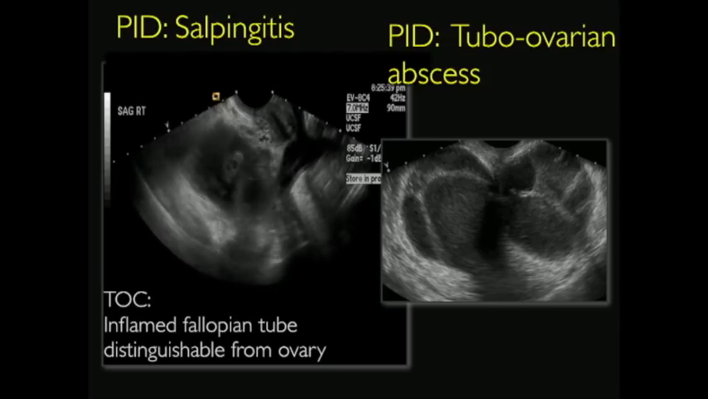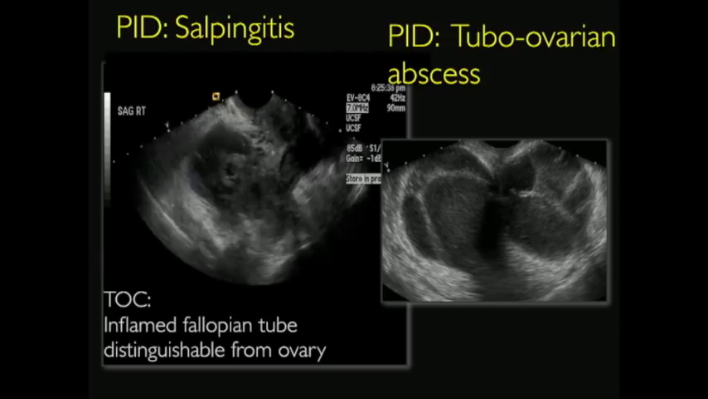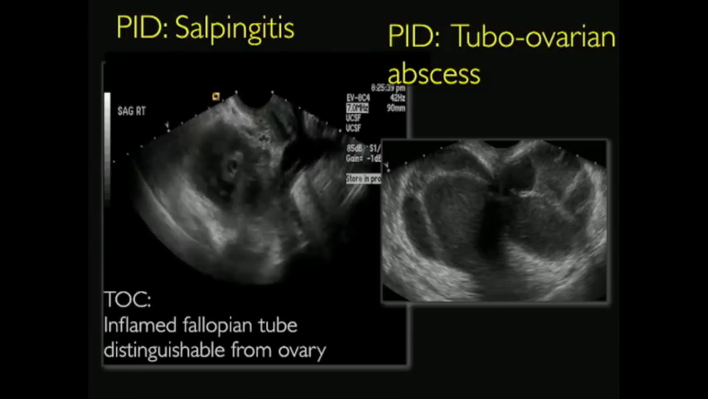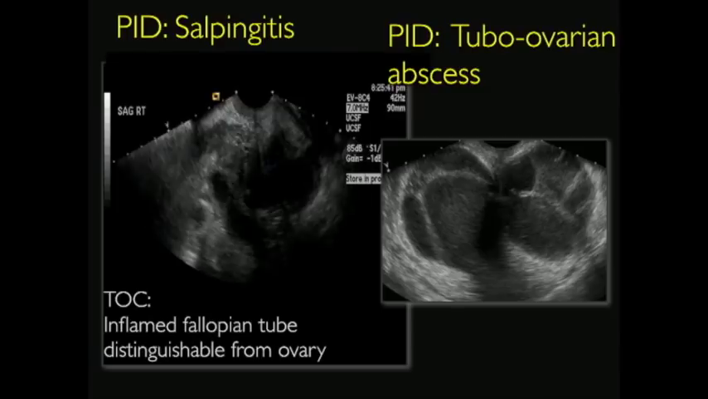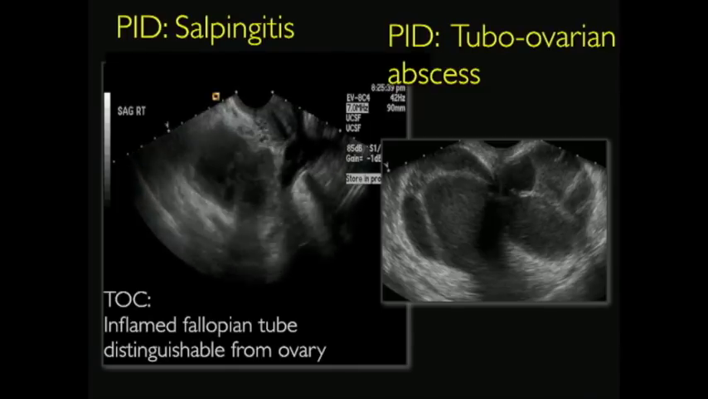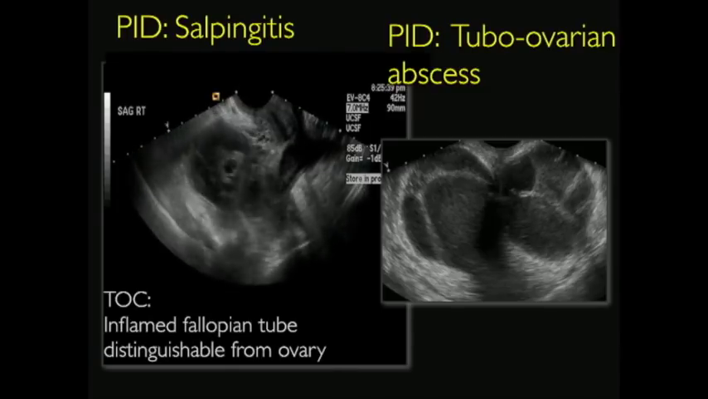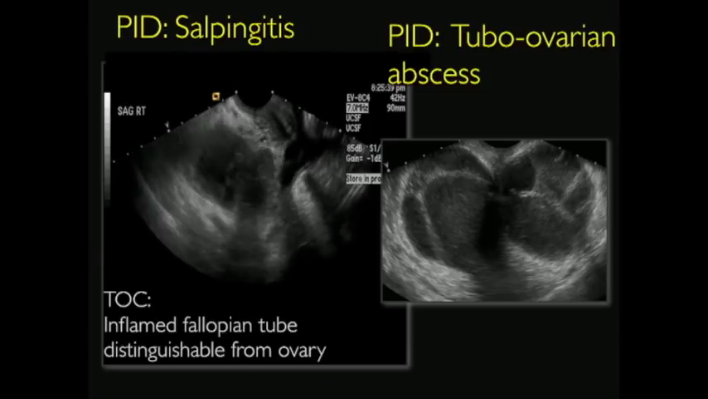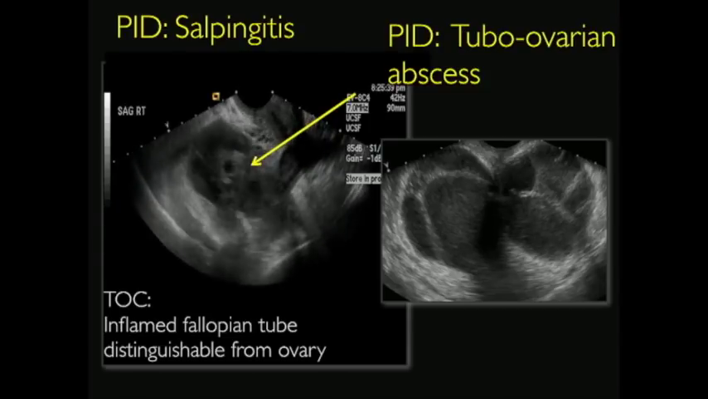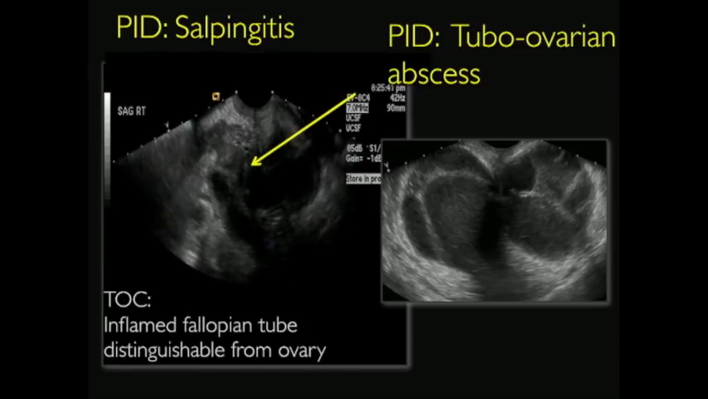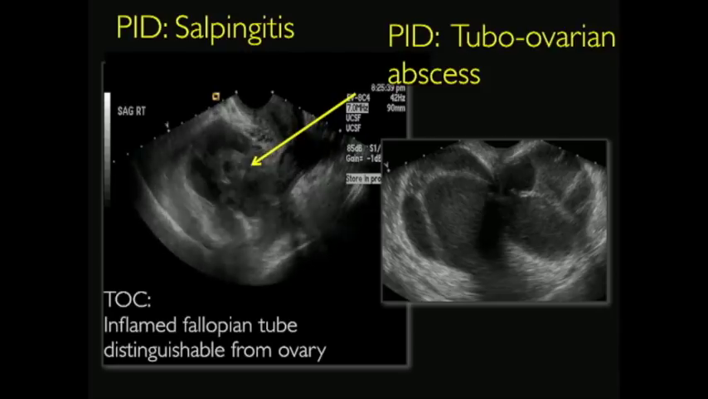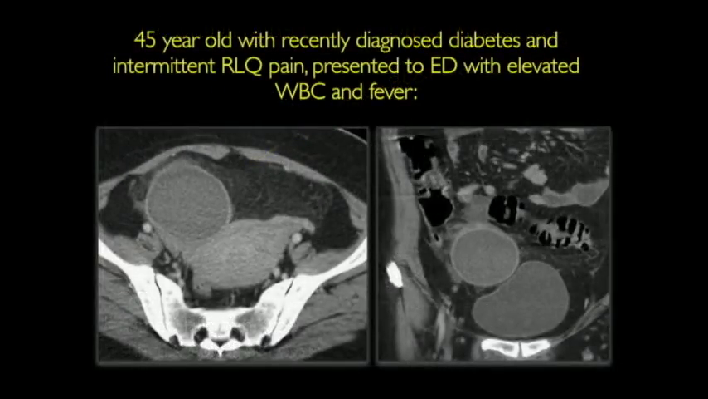But I'm just going to get to the point in a minute. So here's the tubo-ovarian complex: if you have an inflamed fallopian tube and you can distinguish a normal ovary from it. And then you have a tubo-ovarian abscess when you can't really distinguish the ovary and tube from each other. So on ultrasound, imaging is usually pretty clear. Now, sometimes there can be a pitfall, as there was in this case.